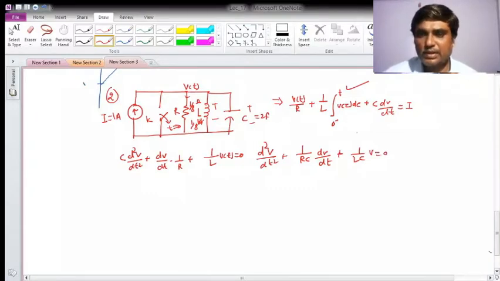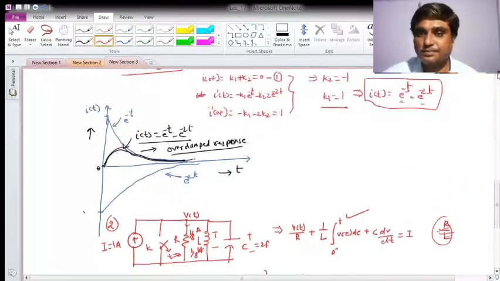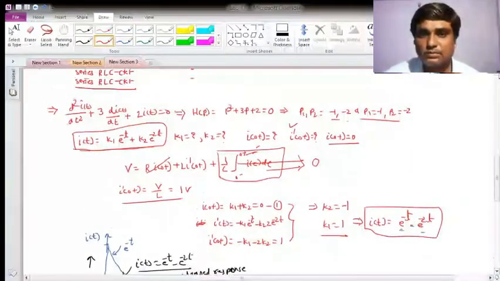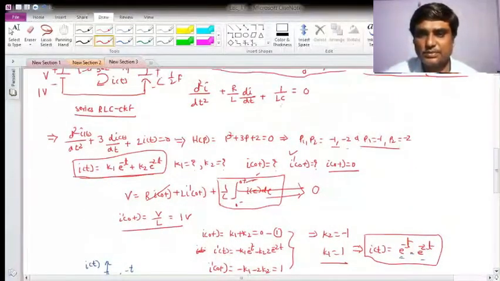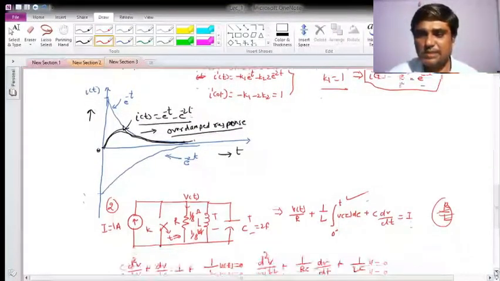So if I compare series RLC with parallel RLC, what happened? The coefficient in the second part is different. There it was R by L, and here it is 1 upon RC. That is the time constant we have seen when studying the first order circuit, and the LC term was the same. Here it is 1 upon LC, there also 1 upon LC. Only there is a change in the second part.